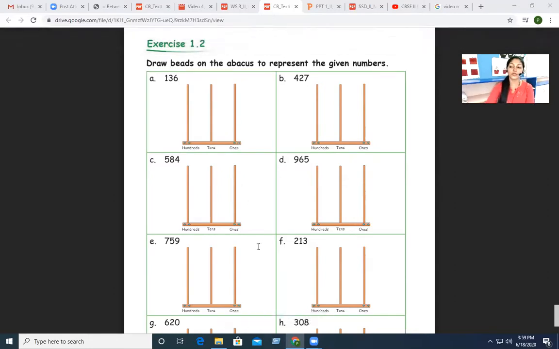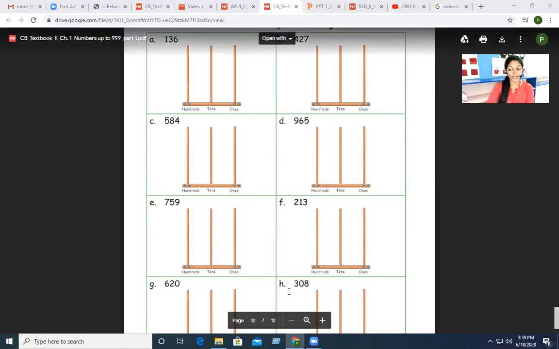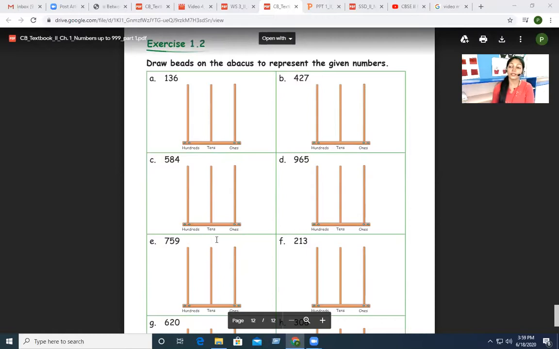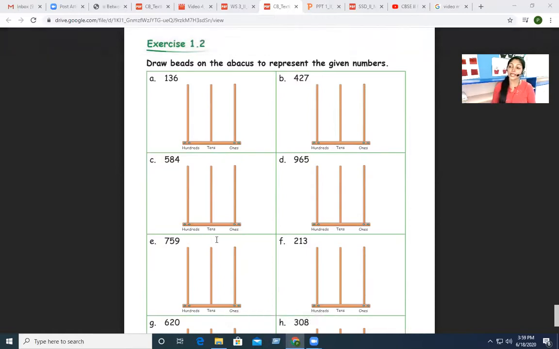Come on, start doing the exercise now. We have to complete till H. Okay? Read the number, identify the place, and then draw the beads. I hope it is done now. Yes? Okay.